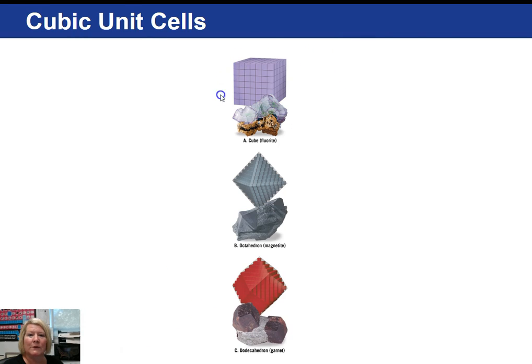So the top picture here is fluorite, cubed. The crystal form here is the octahedron, and this is the mineral magnetite. And then finally, garnets are a dodecahedron crystal form.